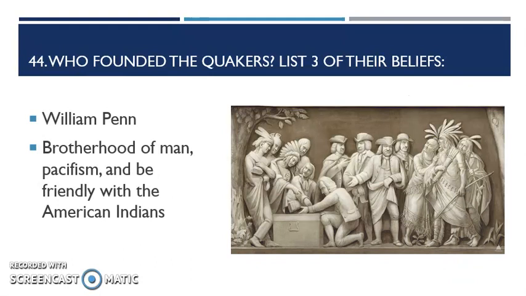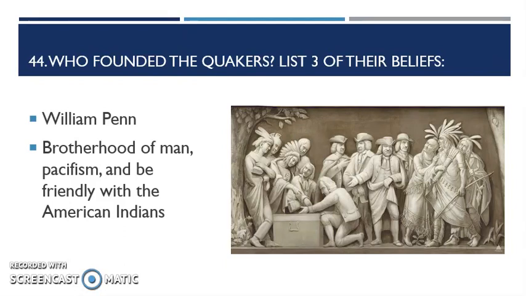Question 44 is, who founded the Quakers? And then you had to list 3 of their beliefs. The founder of the Quakers is William Penn. So William Penn's over in England, and they're like this brotherhood of man. So a lot of people, they're very different than everybody else because they believe that no one's a stranger. If your neighbor doesn't have anything, then you would give to them. So this brotherhood of man is what the Quakers are known for.